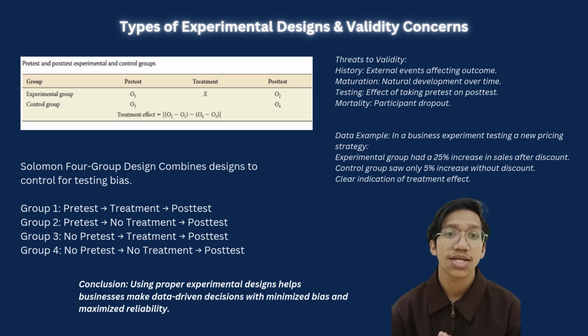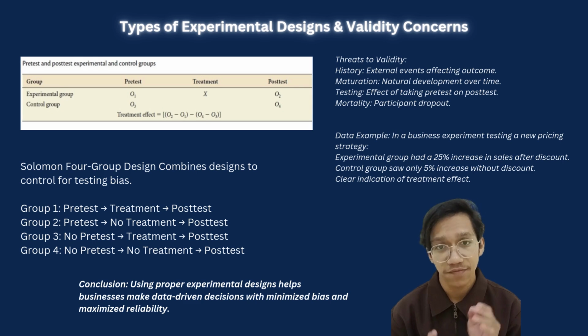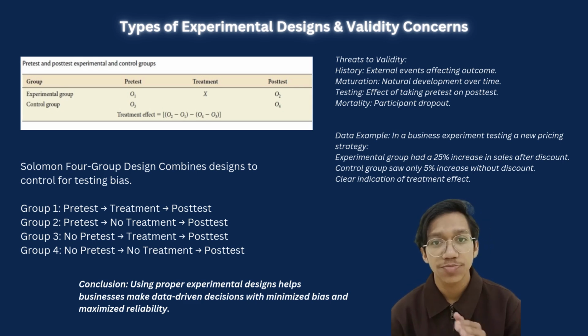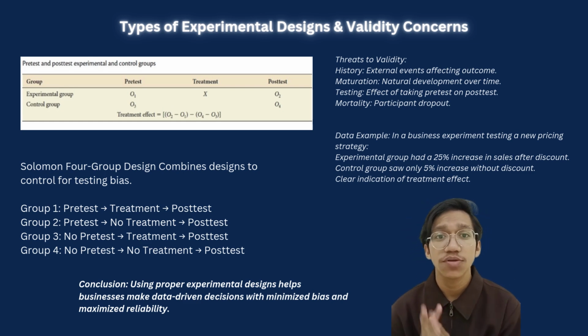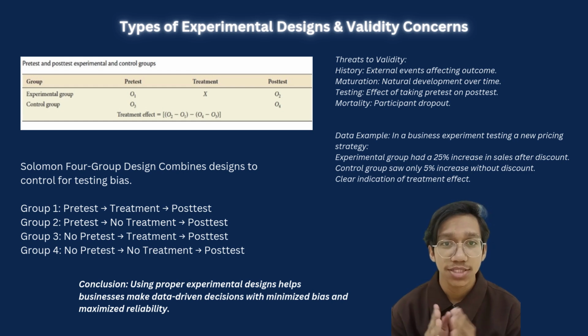So now let's take a look at the types of experimental design and validity concepts. Specifically, how we structure it to ensure accurate and reliable results. So this slide focuses on the Solomon 4 groups design and some important threats to validity. The first one is, what is Solomon 4 group design?